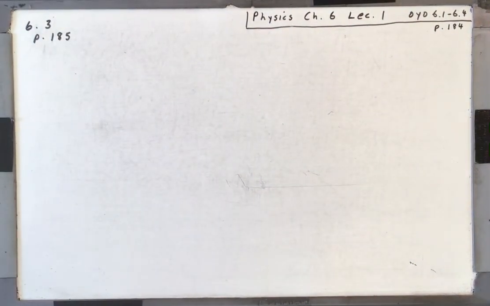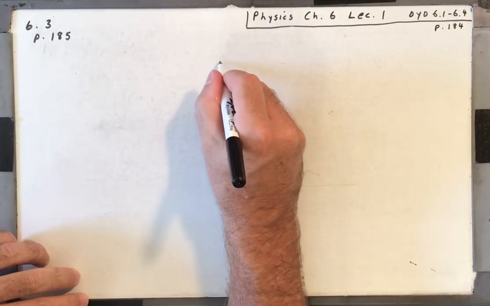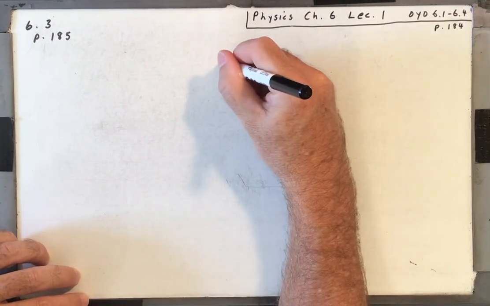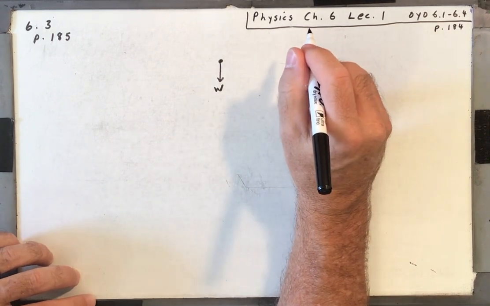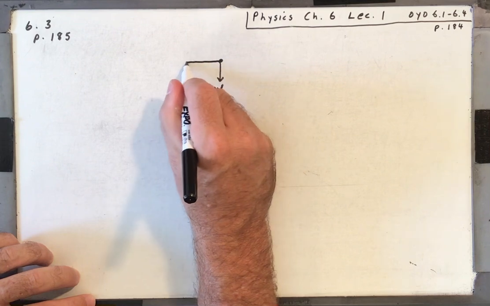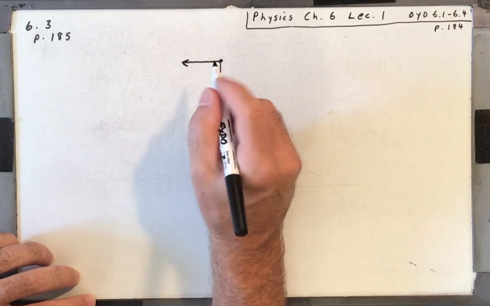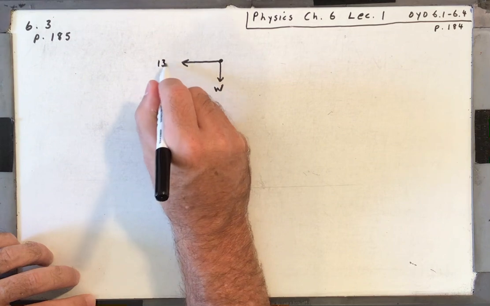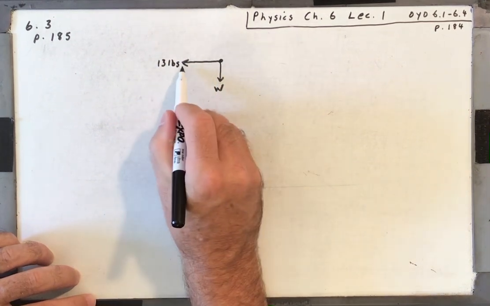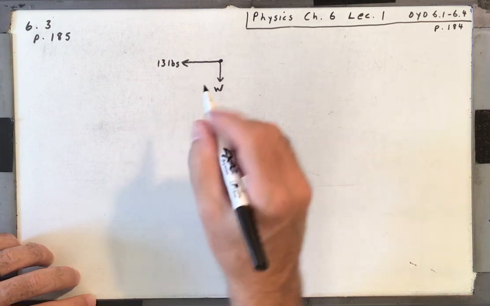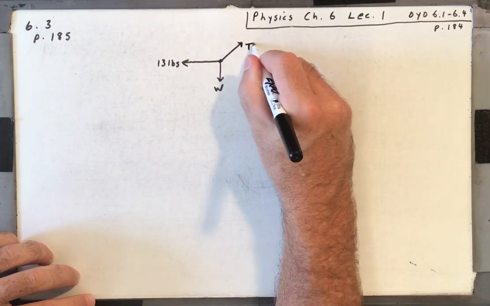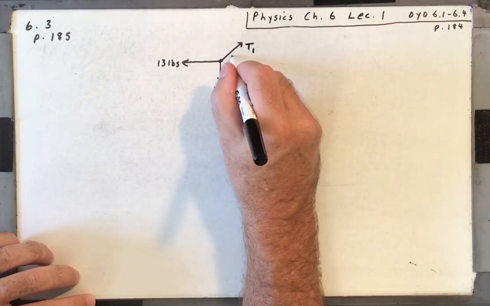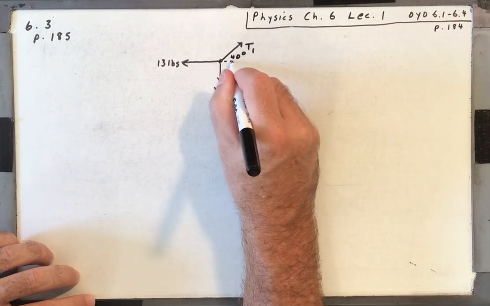All right, let's do a free body diagram. Okay, so we've got, if we just kind of make that the center point there, we know we've got the weight of the fish going down like that. We know that the tension in this string is 13 pounds. It's got a force of 13 pounds going to the left. And then we can call this T1, and we know that it is at 40 degrees with the horizontal.